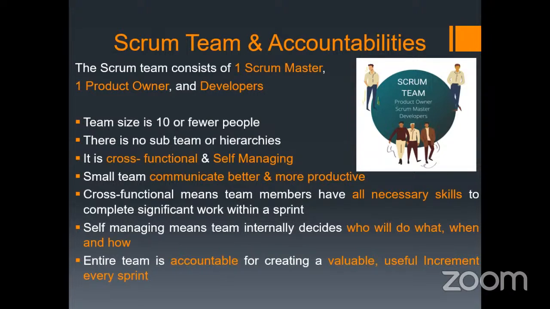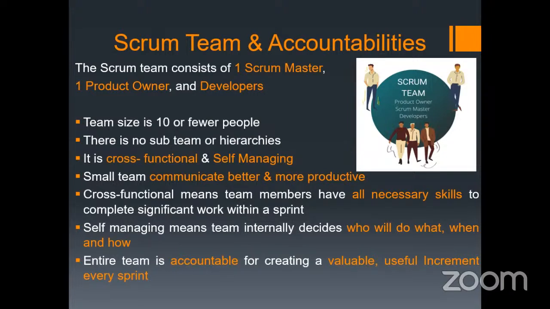Now, what is self-managing? As we know, there is only one Scrum Master and one product owner. So nobody will tell the developers what they have to do, but the developers themselves will decide who will do what, when, and how. No one is there to instruct them what they have to do, when they have to do it, and how they have to do it. So this is how the developers are empowered here. The entire team is accountable for creating a valuable, useful increment every sprint.